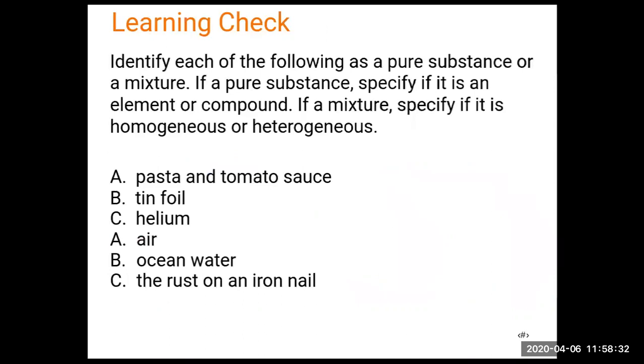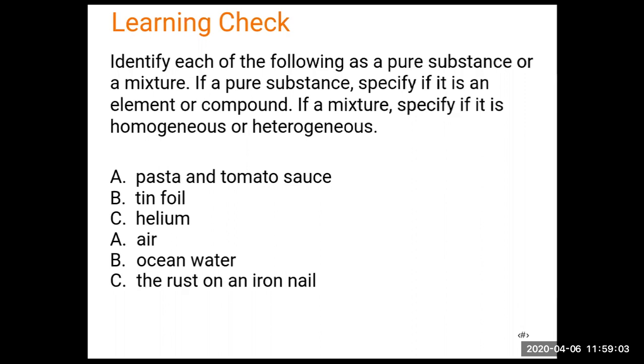So let's do a learning check of what we just covered here and identify each of the following as a pure substance or a mixture. If it's a pure substance, specify if it's an element or a compound. And if you decide it's a mixture, specify if it is homogeneous or heterogeneous. Again, you can pause the video now to think about this before hearing and watching the answer.